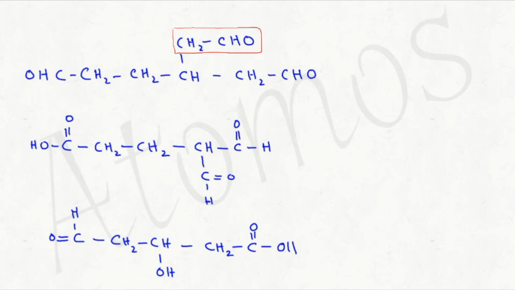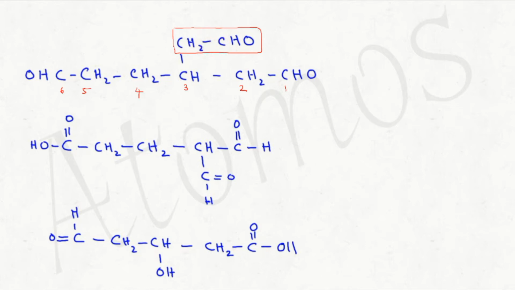So how to number it? As per the lowest sum rule. The numbering should be done from right to left. 1, 2, 3, 4, 5 and then 6. This will be the longest carbon chain, including these 2 aldehyde groups which are directly attached to the carbon chain. And what about this one? How to name this substituent?